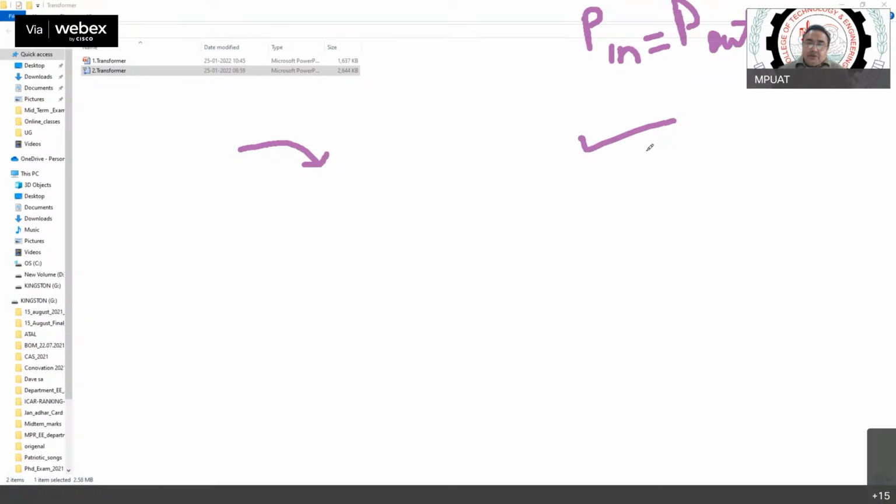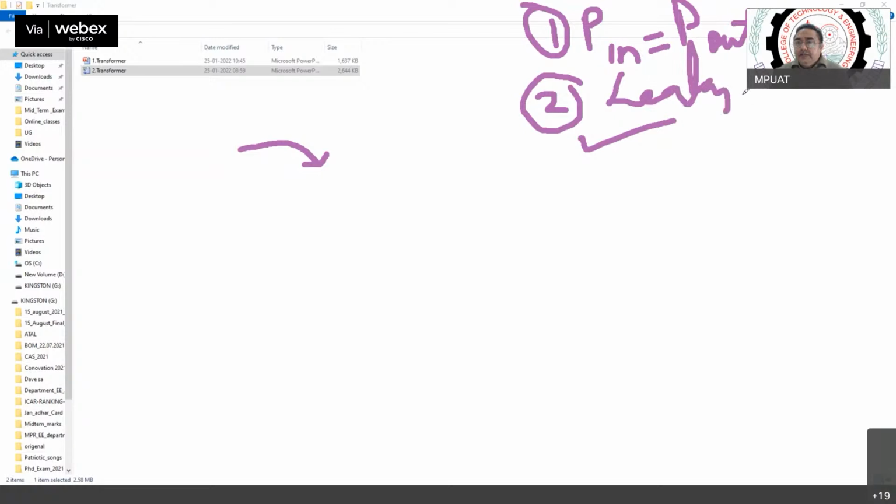Second thing, the first condition is clear for an ideal transformer. So if you are asked to define an ideal transformer, what will you say? An ideal transformer means one where there is no loss, no iron loss, no copper loss. Whatever input power is fed on the primary side, the same output power we will get on the output side. Voltage or current on either side will change, but input power is equal to output power. Another condition is that there is no leakage flux. Leakage of flux is absent.